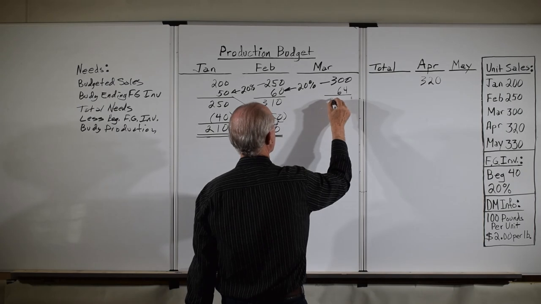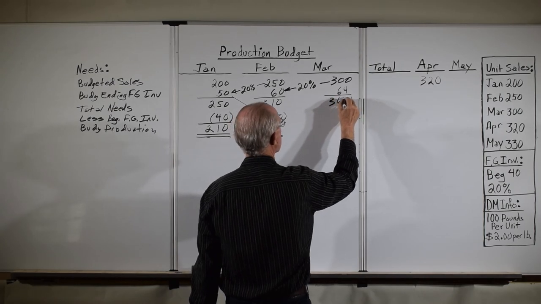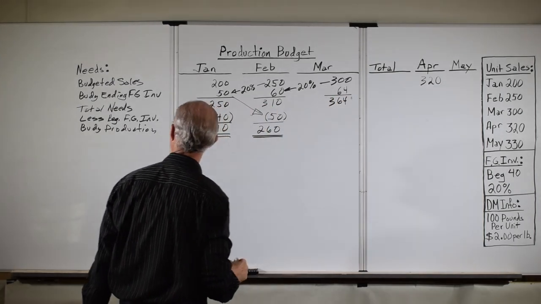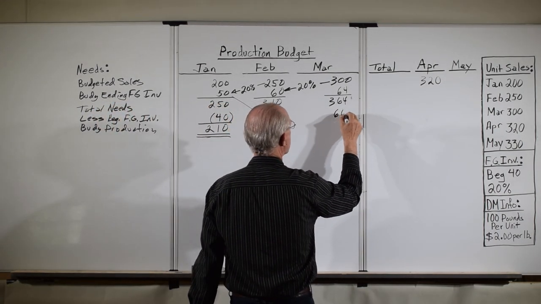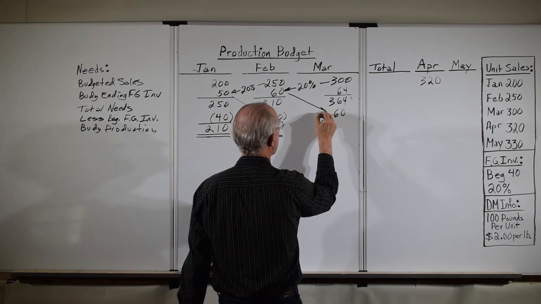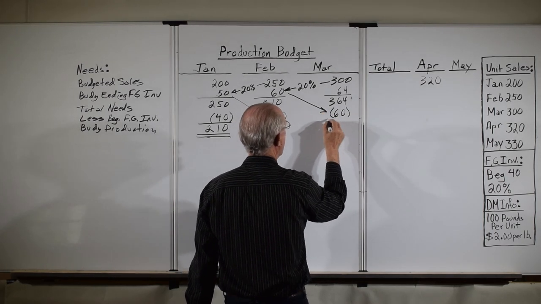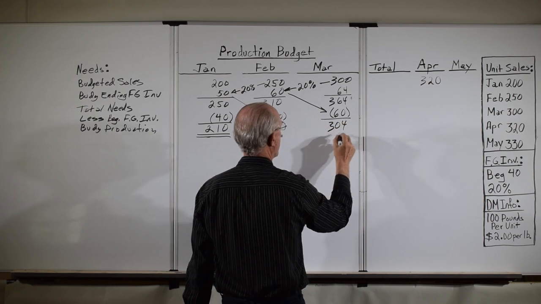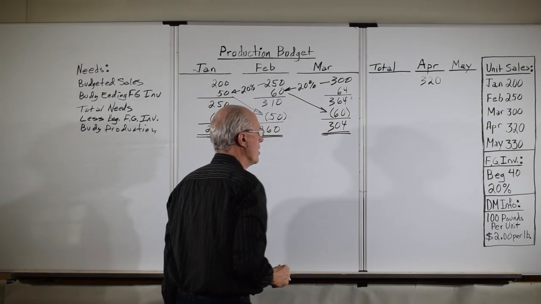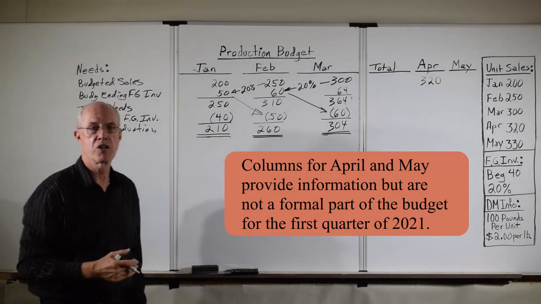We combine these to arrive at 364 units, which is our total needs. Then we subtract our beginning inventory of 60 units. Here it is. So go ahead and subtract that to arrive at budgeted production of 304 units. So there you have it, the production budget.